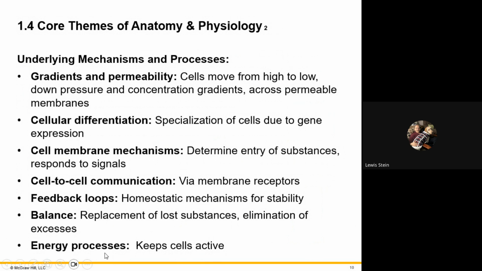Energy processes keep cells active. I'm a big believer in use it or lose it.